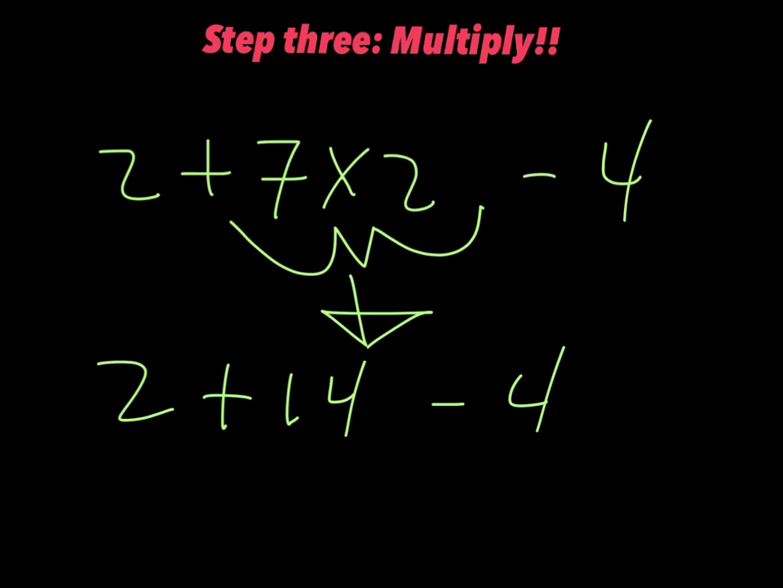Step 3 in the order of operations is to multiply. As you can see, the equation is 2 plus 7 times 2 minus 4. So the part you have to multiply is the 7 times 2. So that's what you do first in this, because there's no parentheses or exponent. So what you do is you make it 2 plus 14, because 7 times 2 is 14, and then you bring down the minus 4. So now your new equation is 2 plus 14 minus 4.